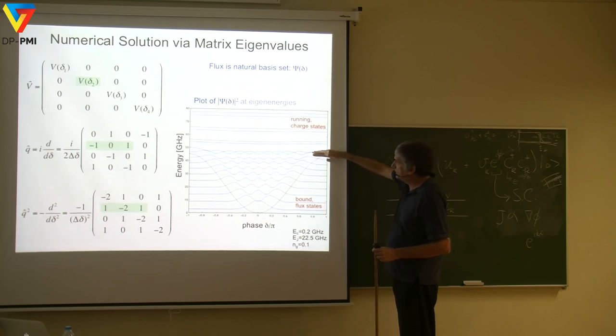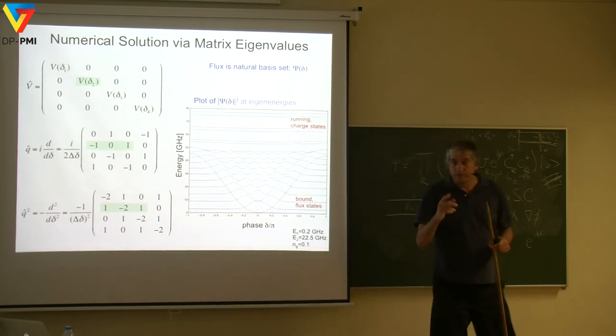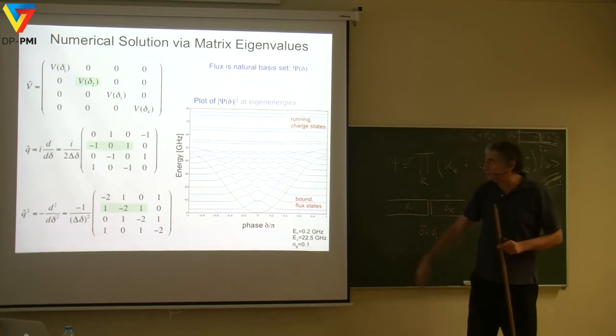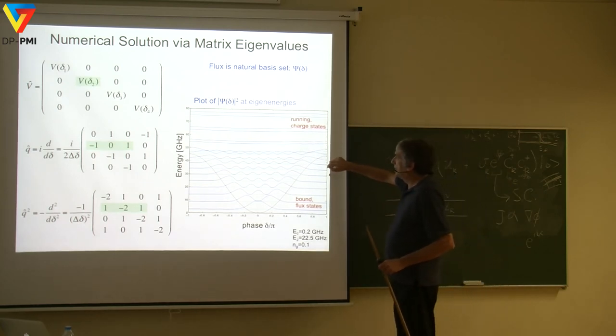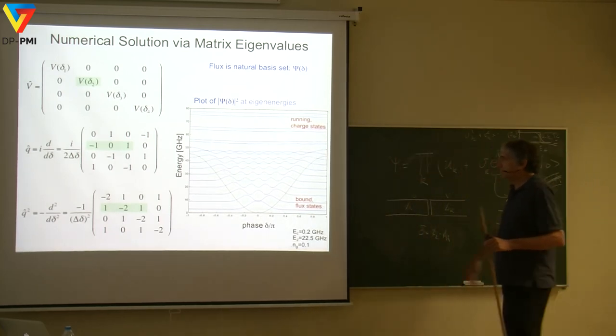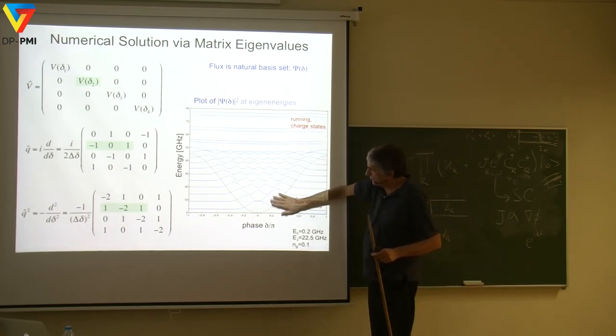But then once you get above this, you start getting these very flat states. And these are running states where the phase is either going to the right, like this, or going to the left, like this. So that's why they come in pairs. And you see as you get to delta equal pi, the wave function goes up because it's slowing down here in the standard wave. So we're not interested in any of these running charge states. We're just going to do our qubit operation.